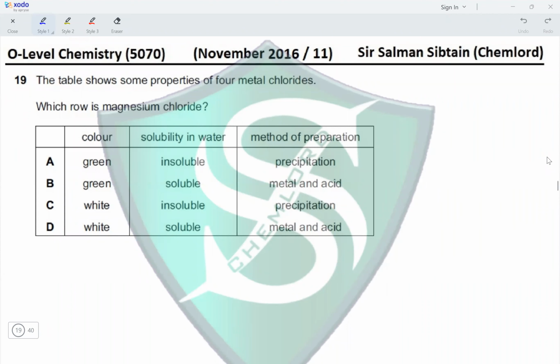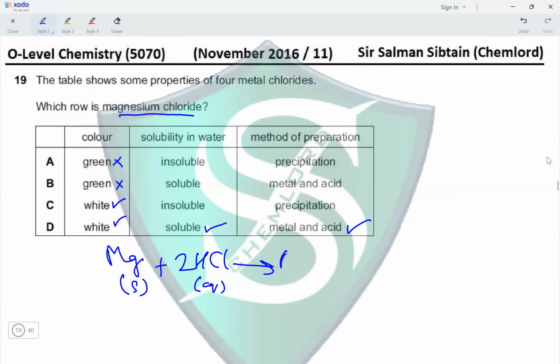Question 19. The table shows some properties of four metal chlorides. Which row is magnesium chloride? So, the color of magnesium chloride would be white and not green, eliminating options A and B. Solubility in water would be soluble because magnesium chloride is a soluble salt. And method of preparation would be metal reacting with acid, which would be magnesium metal reacting with 2 moles of HCl aqueous, producing MgCl2 aqueous because it is a soluble salt and giving off hydrogen gas. So the correct option for this question is option D.